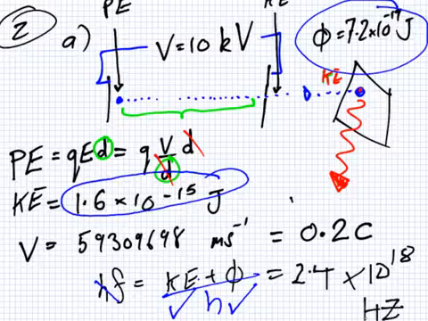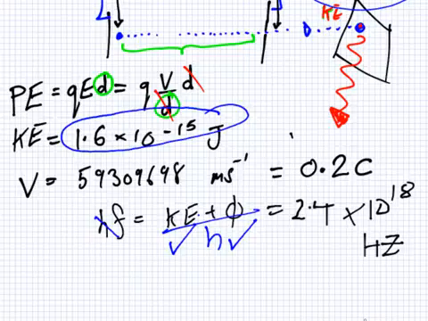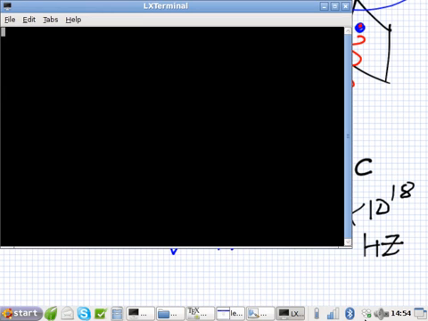Now that's only the frequency. Can you calculate the wavelength? So the wavelength would be c over this number. c is the constant. So the wavelength, what did you get? 1.25 times 10 to the minus 10, yeah?